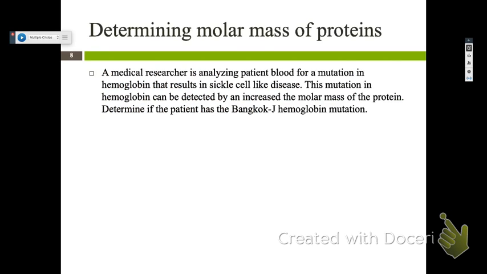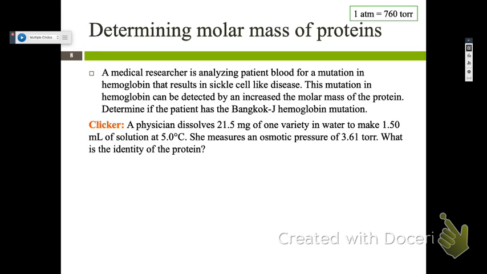All right, so can I get someone to read the 2 parts of the next question out loud? Bria? A medical researcher is analyzing patient blood for a mutation in hemoglobin that results in sickle cell-like disease. This mutation in hemoglobin can be detected by an increase in the molar mass of the protein. Determine if the patient has the Bangkok J hemoglobin mutation. All right. Next person, read.